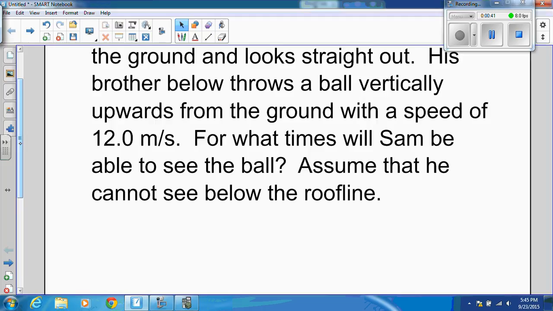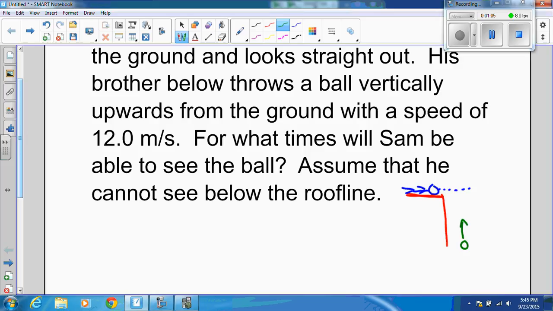Now, this is an interesting problem, and I think we probably need to draw ourselves a picture of what's going on. Here is our building with the roof line, and Sam is lying on top of that building, and he is looking out like that. And he cannot see below the roof line. Now here comes the ball thrown upward from the ground with an initial speed of 12.0 meters per second. And presumably it goes up like so, comes back down like so.